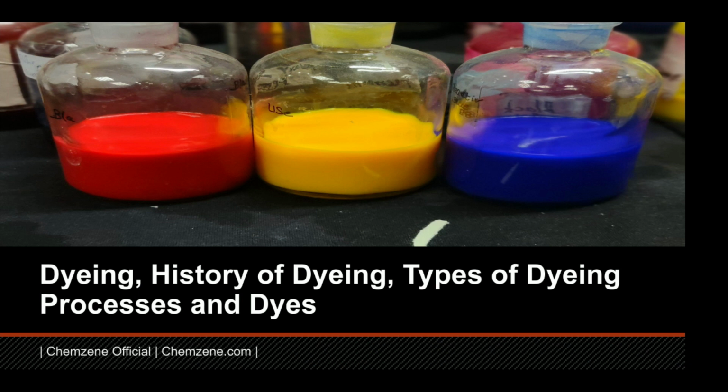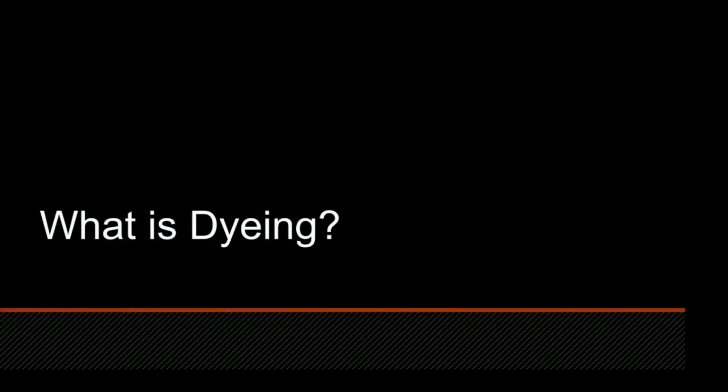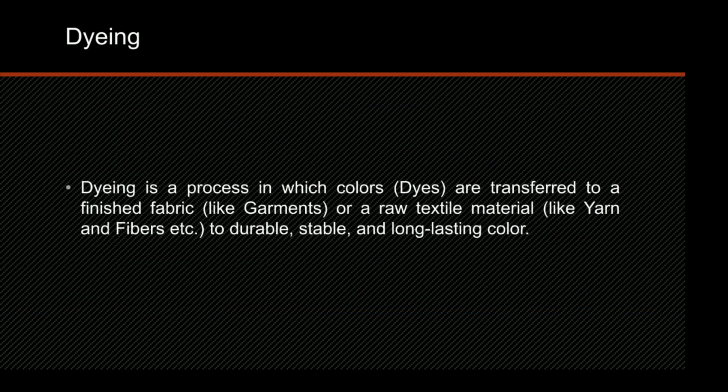In this video, we will learn about dyeing, history of dyeing, types of dyeing, processes and dyes. The question arises in someone's mind: what is dyeing? The answer is this. Dyeing is the process in which colors like dyes are transferred to a finished fabric like garments, or a raw textile material like yarn and fiber, to give durable, stable and long-lasting color. In fact, these dyes work very effectively and show a long-lasting color effect on the fiber.